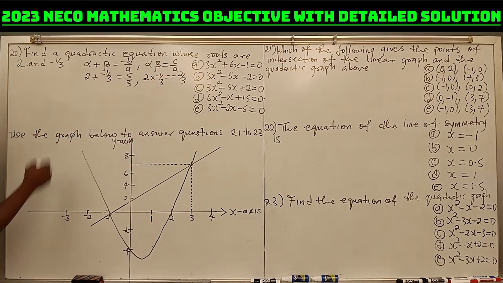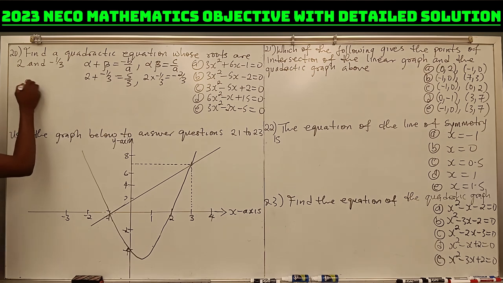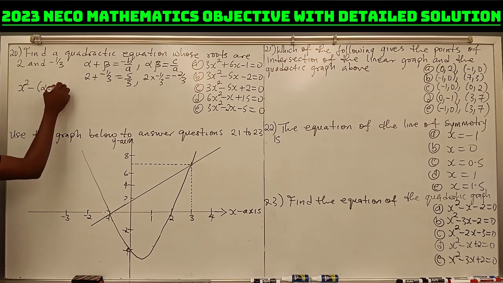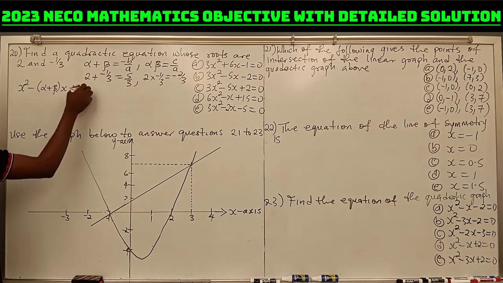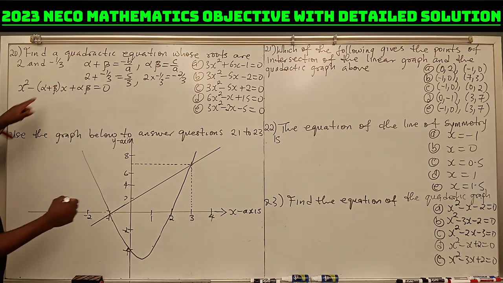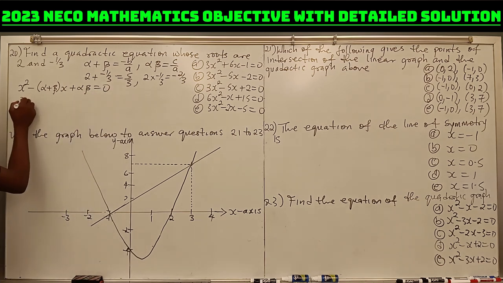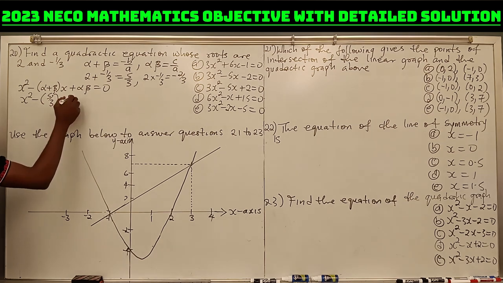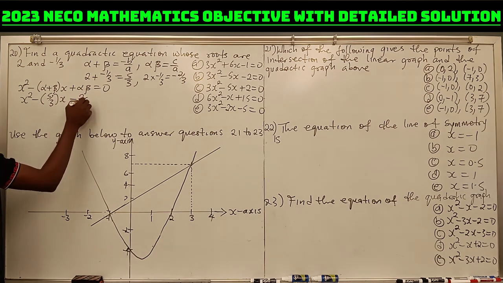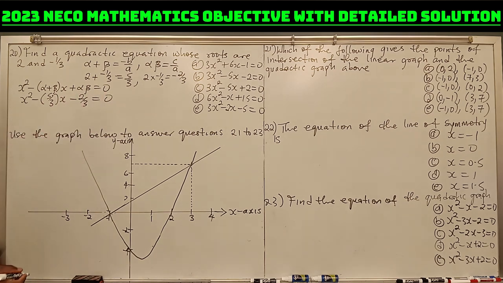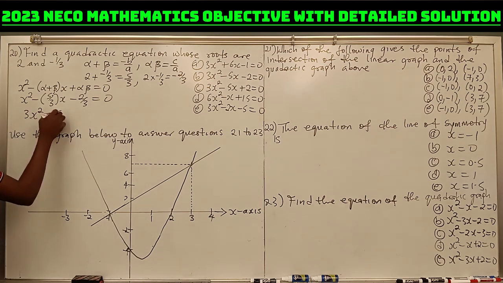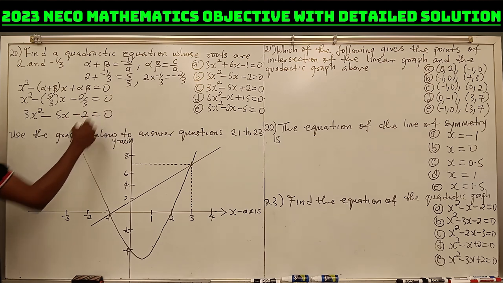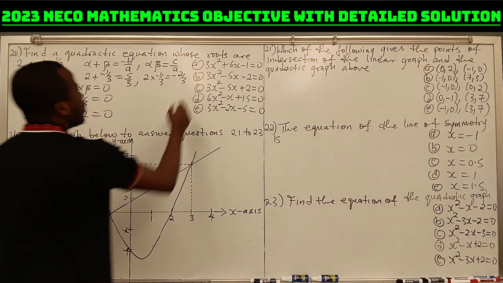And the formula says x square minus alpha plus beta x plus alpha beta equals 0. So our alpha plus beta is 5 over 3. This is x square minus 5 over 3 x, alpha beta is minus 2 over 3 equals 0. So I can multiply through by 3 and I will get 3x square minus 5x minus 2 equals 0. And the correct option is B.